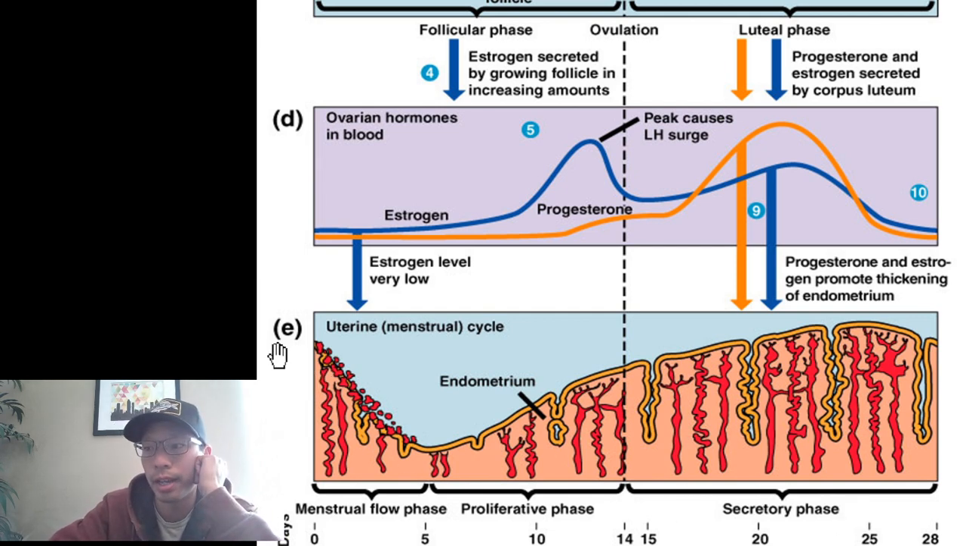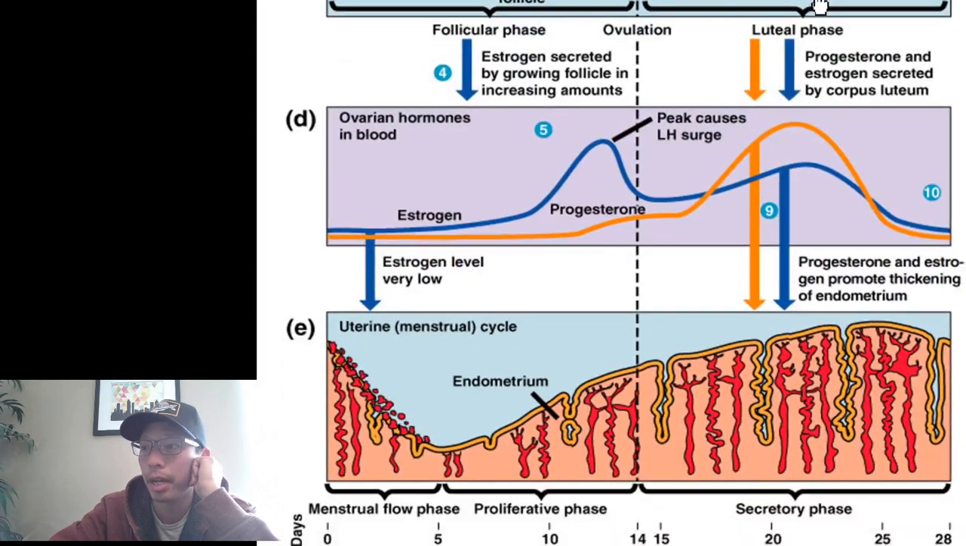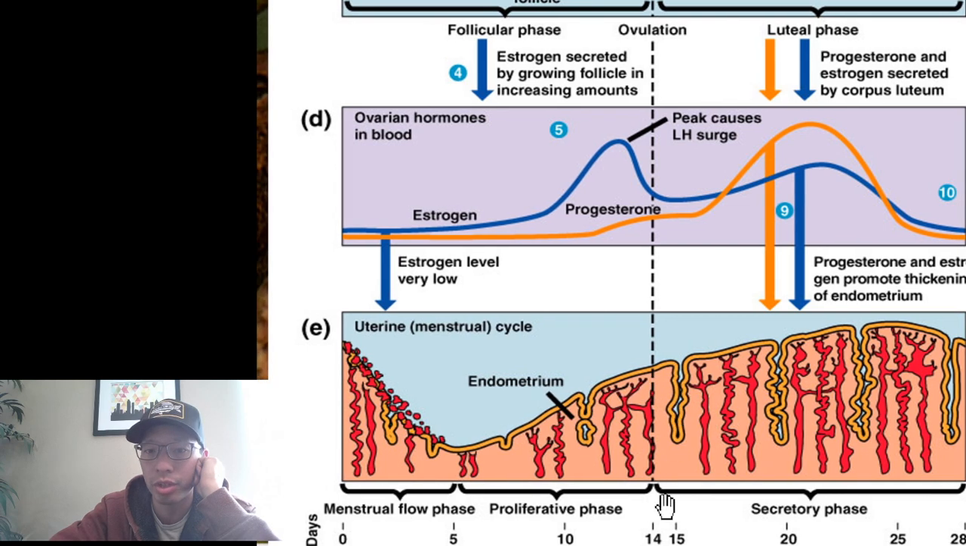On days 1 through 5, this is the menstrual flow phase. So this is when the body is shedding that endometrium from the previous cycle, assuming that pregnancy didn't occur. At day 5, though, the endometrium is going to respond to what's going on in the ovaries up above by starting to thicken. And by the time we get into the day of ovulation, which is day 14, in the days to come the endometrium is going to be pretty much at its thickest point. It's ready to receive that baby.